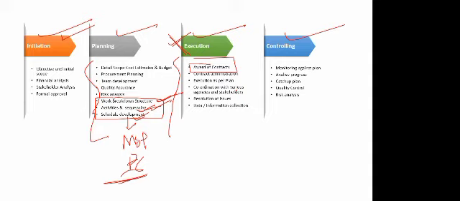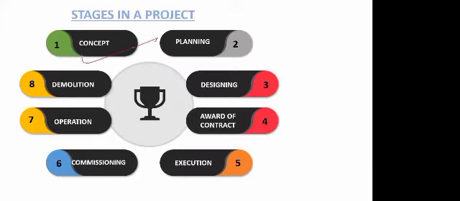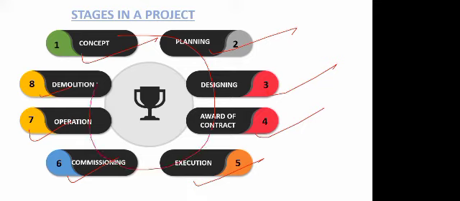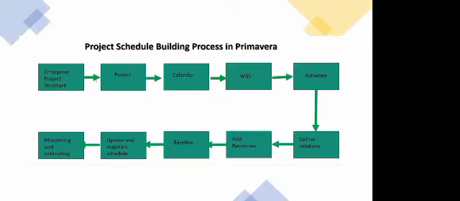Okay. Then in the controlling part, you monitor against the plan, analyze the progress, make catch-up plans, okay, quality control and risk analysis. So these are all the part of the controlling stage. If you drill down these project stages, then definitely you are going to get some more. It's like concept, planning, designing, award of contract, execution, commissioning, operations, and demolition. So these are like a drill down of the previous slide, and your project is going to go ahead through all these 8 stages in the entire life cycle, right?